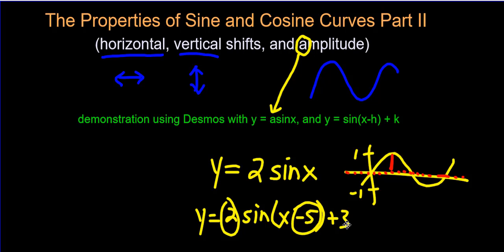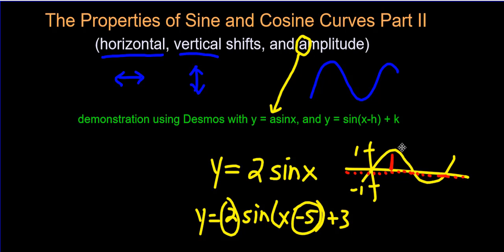The 3 on the end is going to take this parabola, and it will also take a sine curve like this and move it up 3.